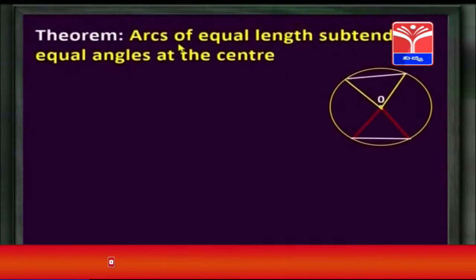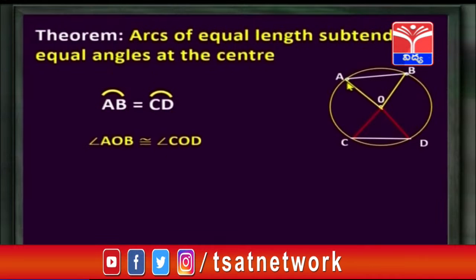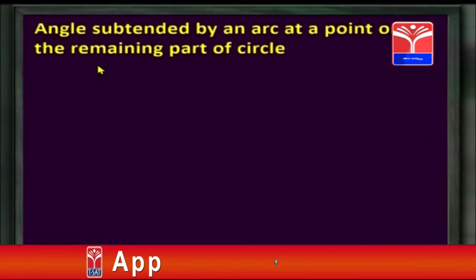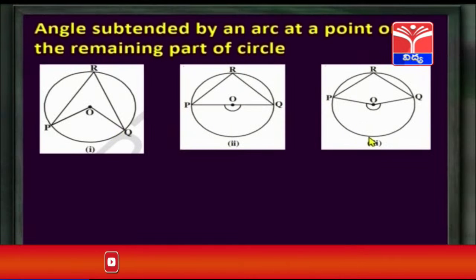Now let us see that arcs of equal length subtend equal angles at the center. AOB is equal to COD because arcs of equal length subtend equal angles at the center. Now the angle subtended by an arc at a point on the remaining part of the circle. Figure 1, figure 2 and figure 3. So what is the difference between these 3 figures?